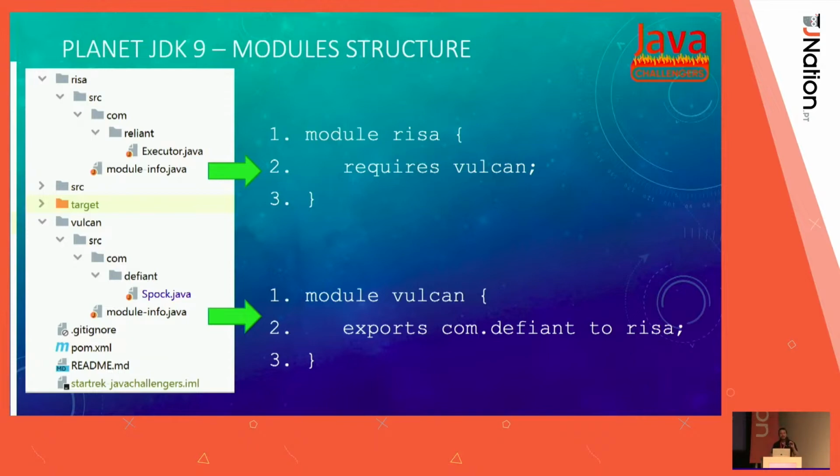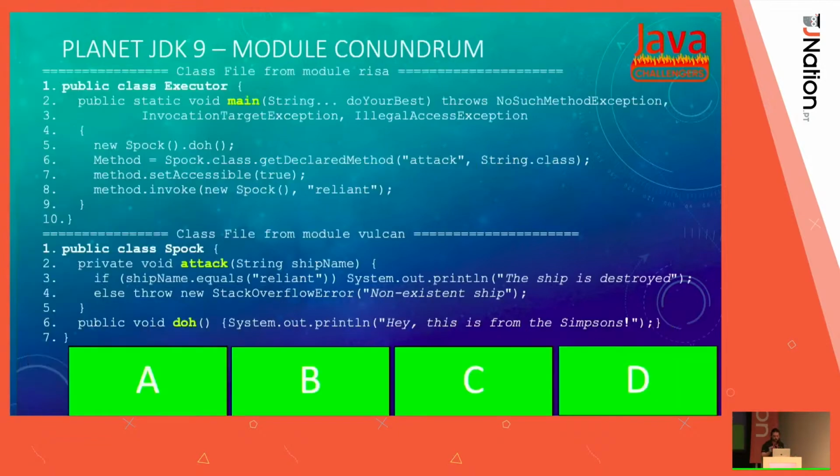As you can see, we have two modules, Risa and Vulkan. And notice that one module is using each other. OK? I'm going to give you just a couple of seconds just to memorize that. OK? So let's go to the next slide.